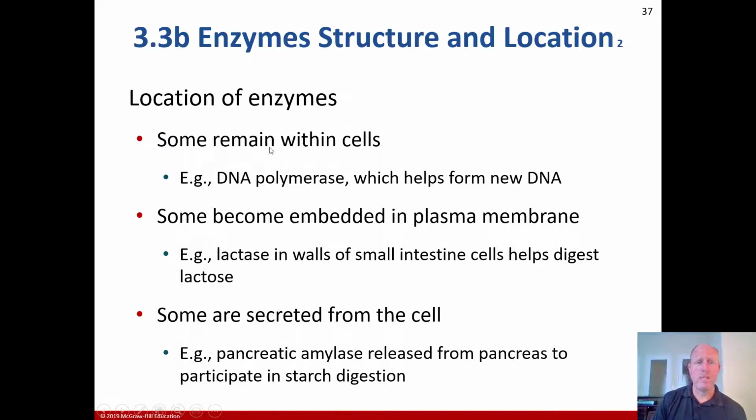The location of enzymes, some are within the cells, like DNA polymerase, which helps form new DNA. Some become embedded in plasma membrane, like lactase in the walls of the small intestine, which helps digest lactose. Right, lactose, not much of a stretch there. Just like DNA polymerase, you can figure out that helps break down the polymer, which is DNA, right? A lot of the enzyme names are given away by their name itself, what their function is going to be, generally speaking, or at least fairly easy to infer, right? Some are secreted from the cell, like pancreatic amylase, which is released from the pancreas to participate in starch digestion, okay?